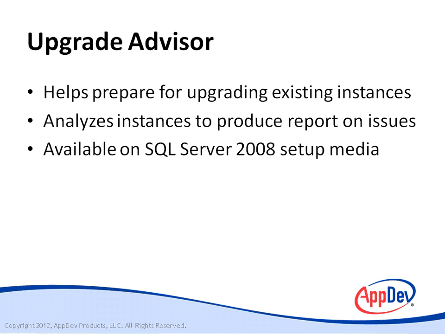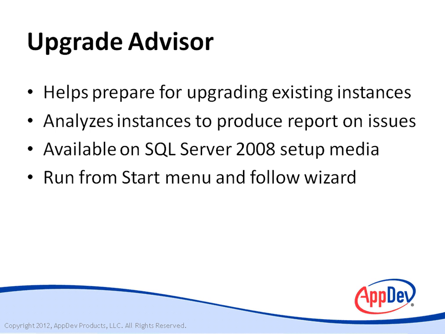Now, the easiest way to run the Upgrade Advisor is from the SQL Server 2012 installation media. You'll want to run the setup.exe installation program, and then you can select it from the options that you'll see there. And then, once you install it, running it is very straightforward. Just select from the Windows Start menu, All Programs, Microsoft SQL Server 2012, and select Upgrade Advisor. Let's take a look at how this works.